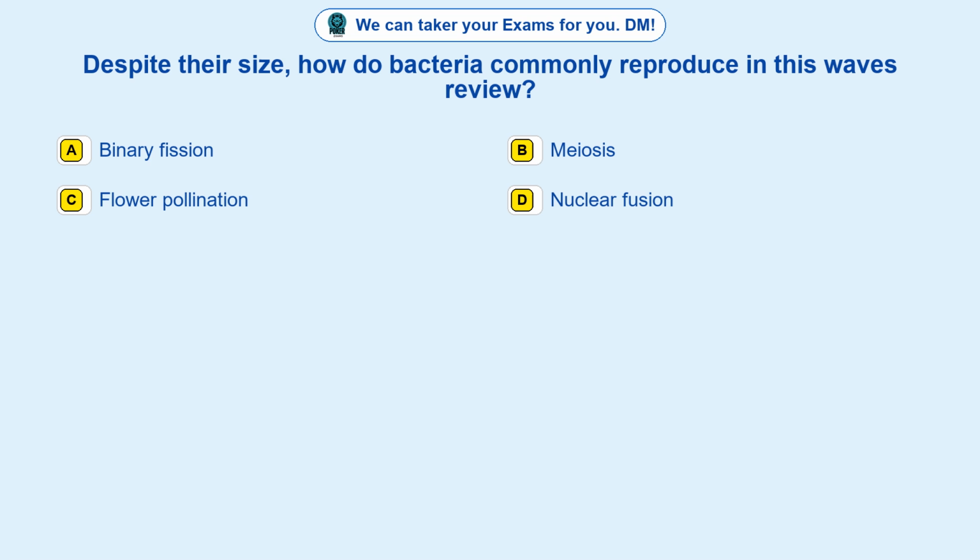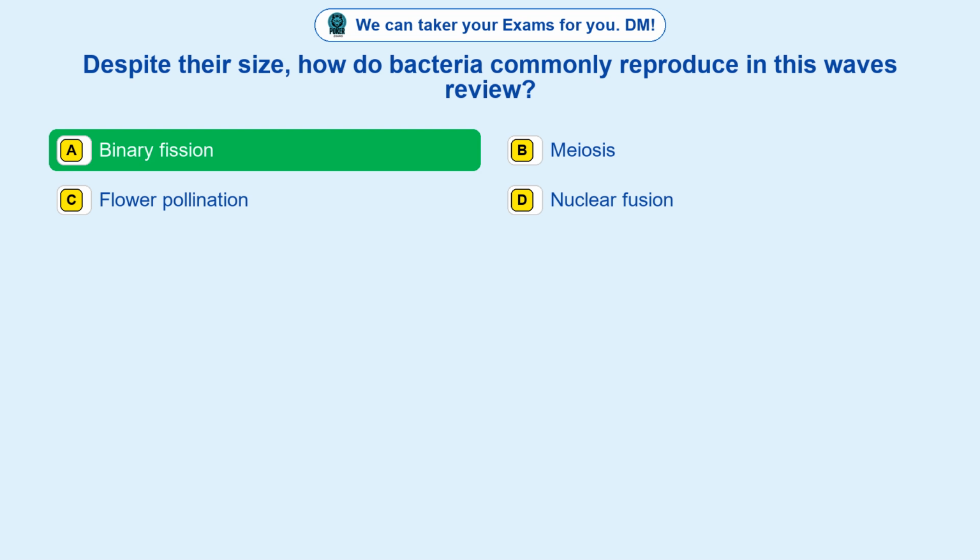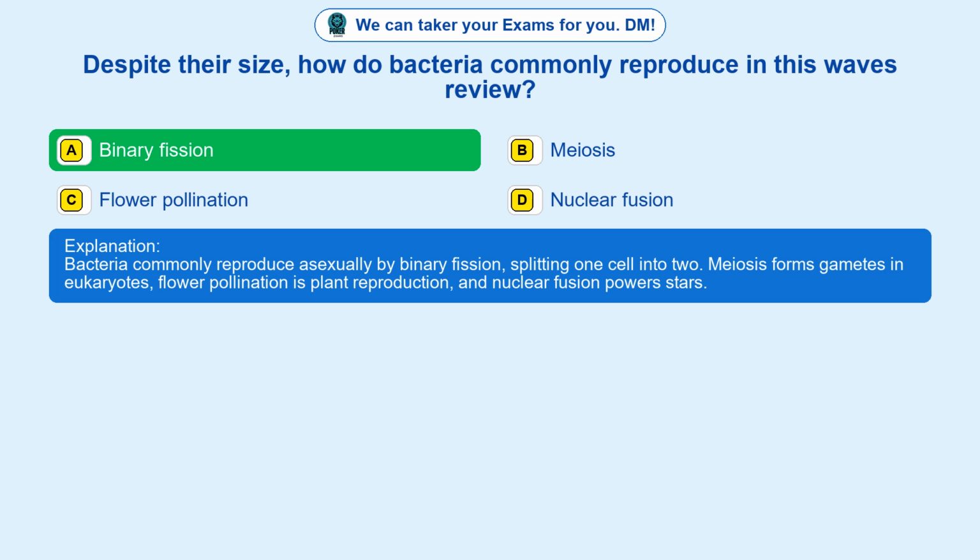Question 25. Despite their size, how do bacteria commonly reproduce in this waves review? Option A, binary fission. Option B, meiosis. Option C, flower pollination. Option D, nuclear fusion. The correct answer is option A. Binary fission. Bacteria commonly reproduce asexually by binary fission, splitting one cell into 2. Meiosis forms gametes in eukaryotes, flower pollination is plant reproduction, and nuclear fusion powers stars.